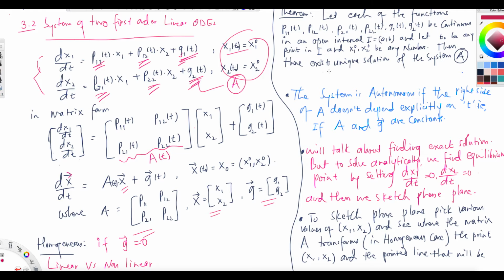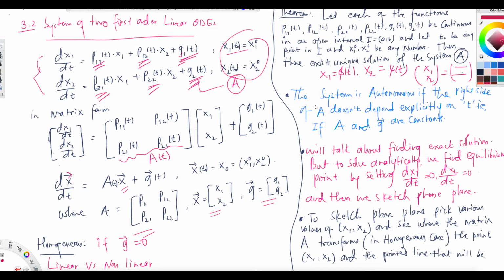How would the solution look? The solution will look like x1 is a function of t, and x2 is another function, let's say psi of t. Then you can write x1, x2 in some format, but the unique solution will look like this.